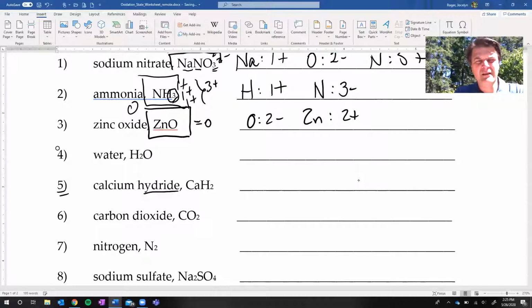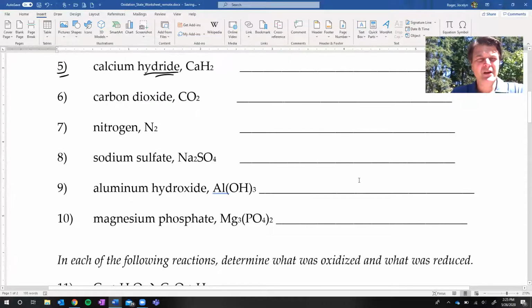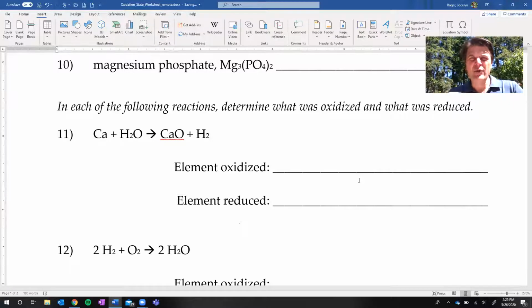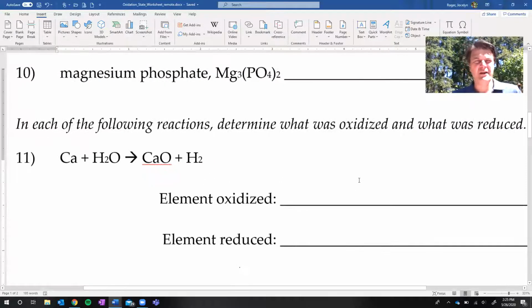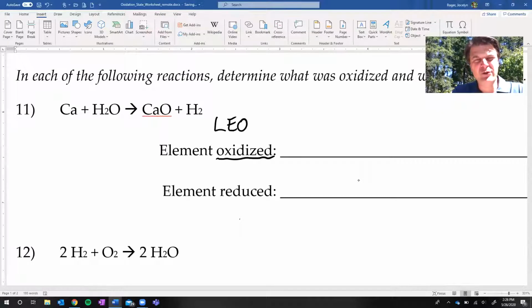Number 5, hydride. Remember the hydrogen is always 1+, except when it's a hydride, it's a minus. All right, let's scroll down to number 11 here, because this is what we're trying to do. Ultimately, what we're trying to do is get these oxidation numbers in the chemical reaction so that we know which element is being reduced and which element is being oxidized. So we're going to do what we just learned, except that we're going to look at it in the context of a chemical reaction. Oxidized, O, right? So this is LEO. Lose electron oxidation. The element oxidized is the element that's losing the electron. The element being reduced, GER, gain electron reduction. The element that's being reduced is the one that's gaining the electron.